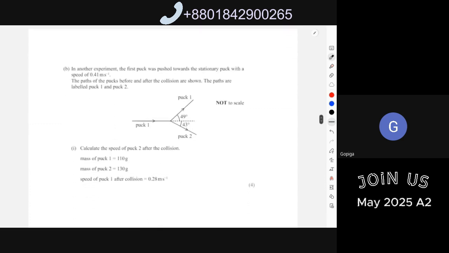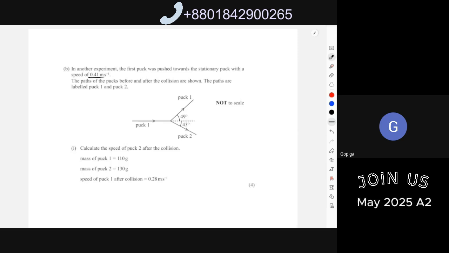Now, after this, it says that in another experiment, the first puck was pushed towards the stationary one with a speed of 0.41. Now, that is the initial velocity of the first particle before collision. And before collision, the second particle was at rest. The paths of the two pucks before and after the collision are shown. The paths are labeled as P1 and P2. Obviously, they're creating angles with the original direction, that is the horizontal component, and we have to distribute the velocities.